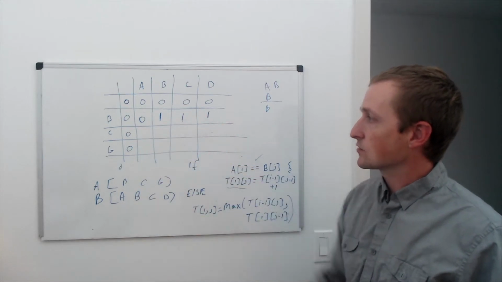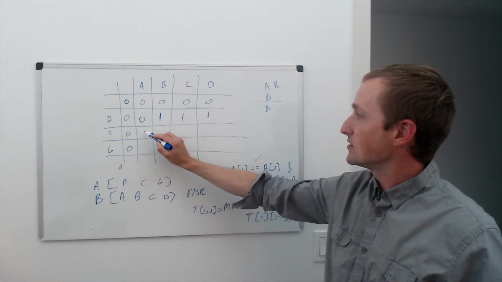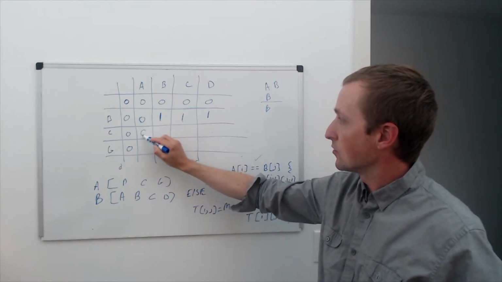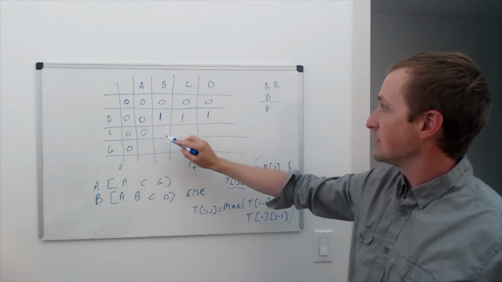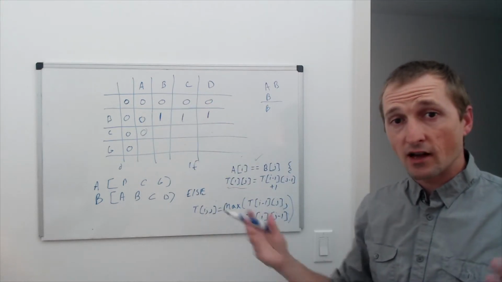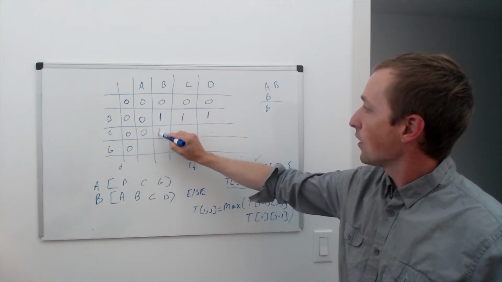So on to the next row, we're comparing C to A. C to A is not equal, and the max of 0 and 0 is 0. Next comparison is C to B. C and B are not equal, so we take the max of 0 and 1, which is 1.